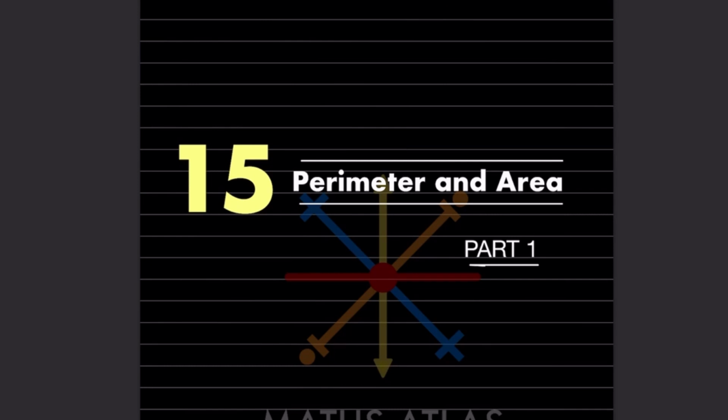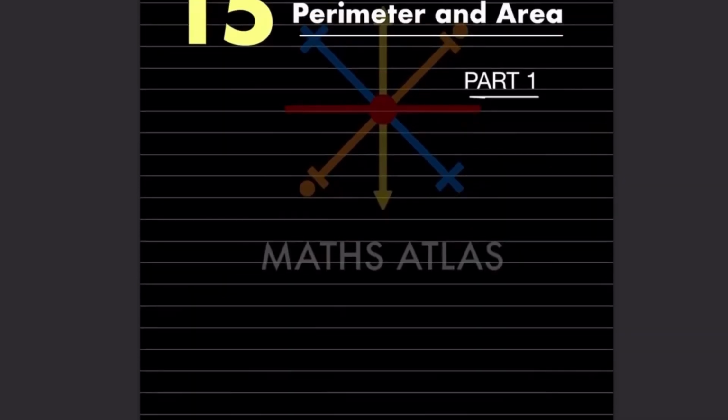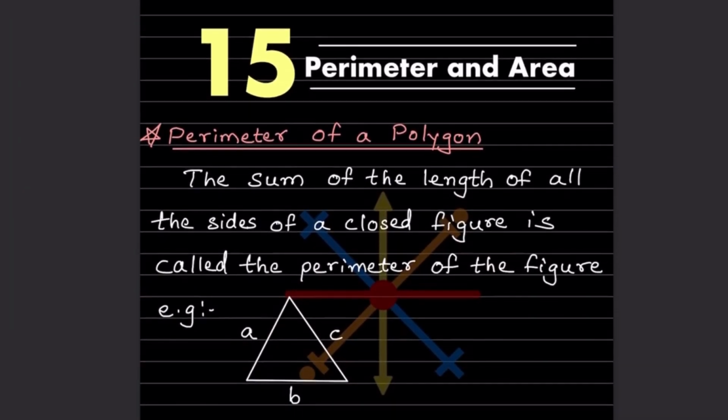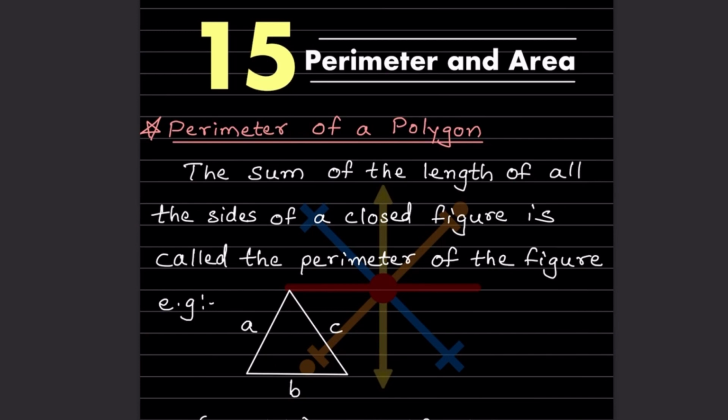So this is the first part of a new chapter called perimeter and area. Before starting directly with the exercise, let us see some points over here. What do you have in this chapter? Here we'll take the normal polygon. So, perimeter of a polygon.